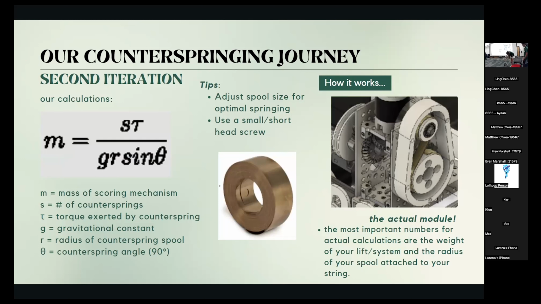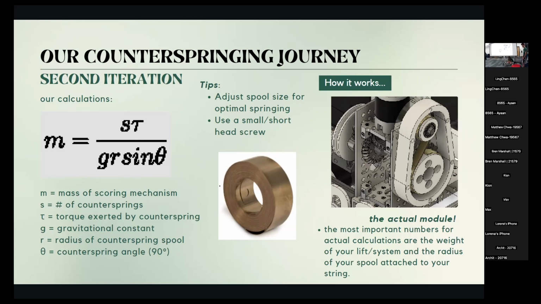And so this string is attached to the spool. And so the spool then translates that constant force of gravity into a torsion force. And then on the other side, a constant torque force is also being applied to the axle through this constant torque spring. And so the most important numbers we used for our calculations were, one, the weight of our lift or system, and two, the radius of our spools.